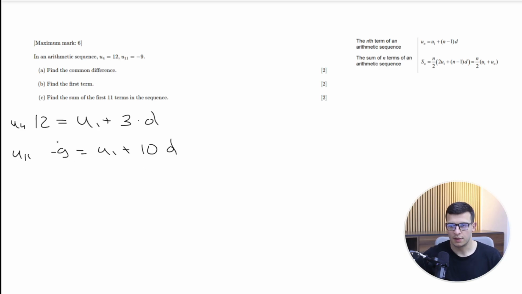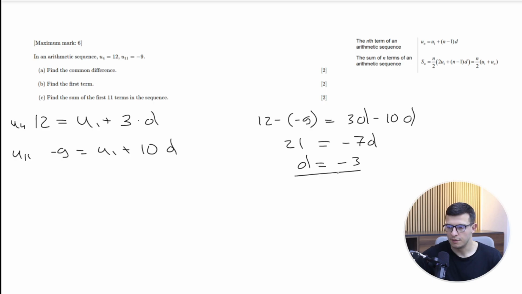I can subtract the first equation from the second or the second from the first, it doesn't matter. Let's subtract the second one from the first one. That's going to give me 12 minus -9. And here the U1s will cancel out, 3d minus 10d. This is going to be 21, not 20, and that's going to be -7d. And from here we can say that d is equal to -3. So the common difference is going to be -3.